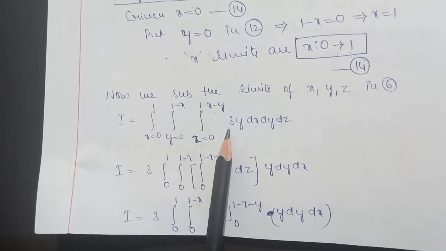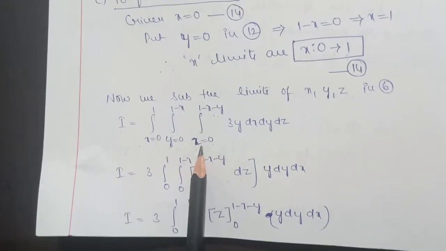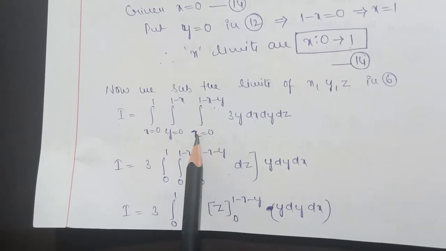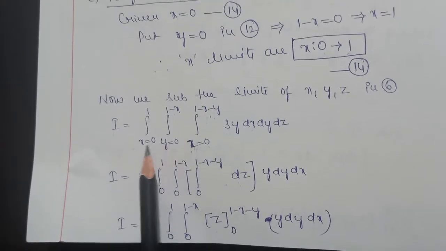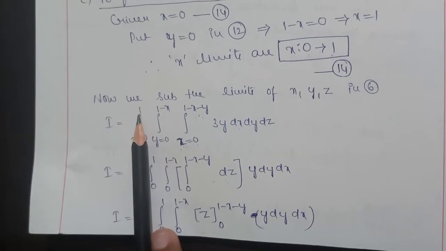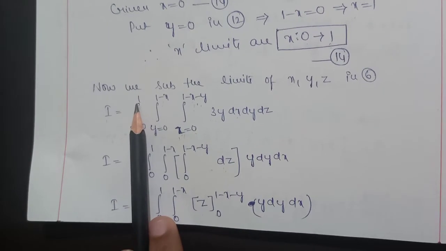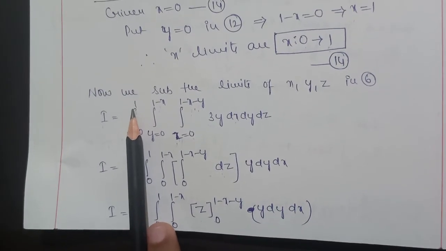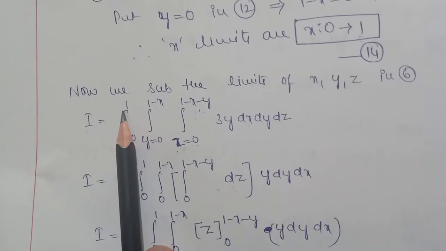3 is constant, you bring it out of the integral. First you will be evaluating with respect to z, since z is having two variables here. Next followed by y, since y is having a single variable, then you will be evaluating the constant, that is x from 0 to 1. Every time you integrate the first variable. If you are having two variables, you first integrate that one, then followed by the single variable, then followed by the constant integration.